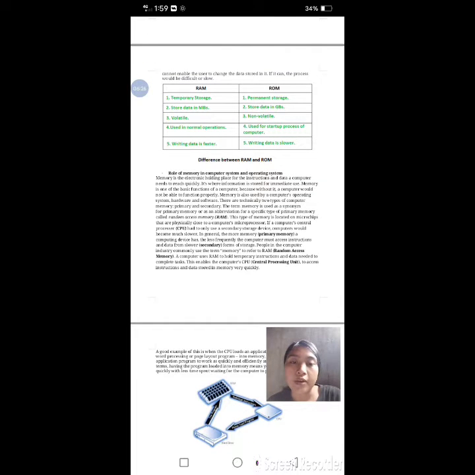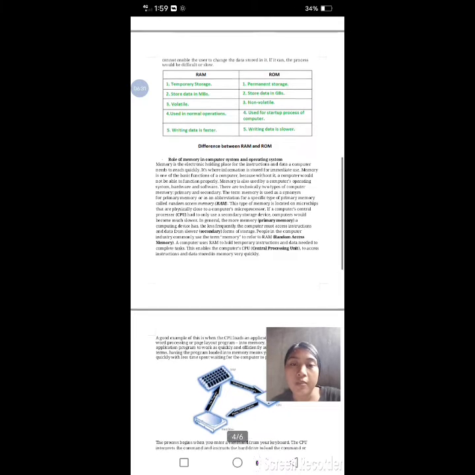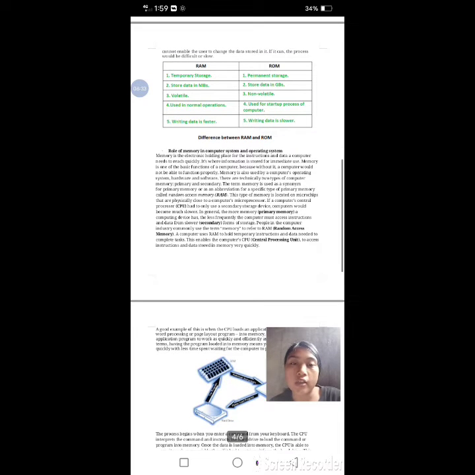Role of memory in computer system and operating system. Memory is the electronic holding place for the instructions and data a computer needs to reach quickly. It's where information is stored for immediate use. Memory is one of the basic functions of a computer, because without it, a computer would not be able to function properly. Memory is also used by a computer's operating system, hardware, and software.